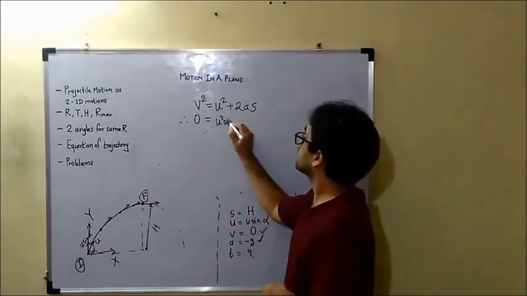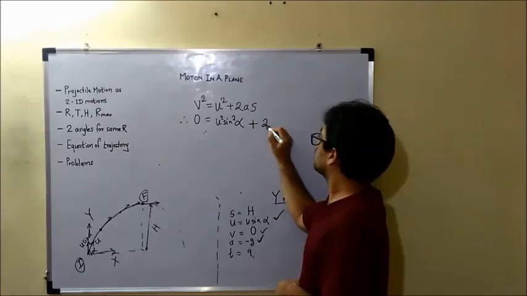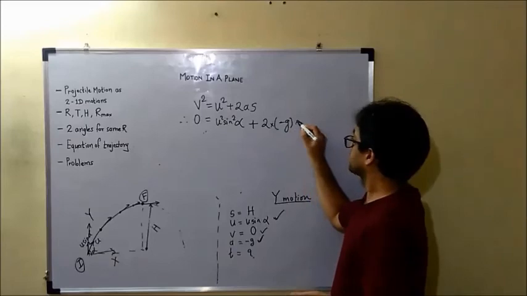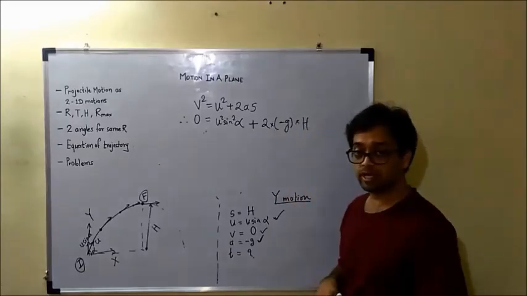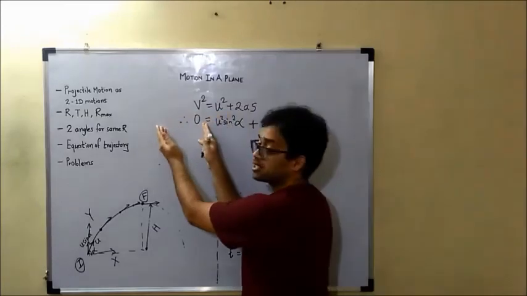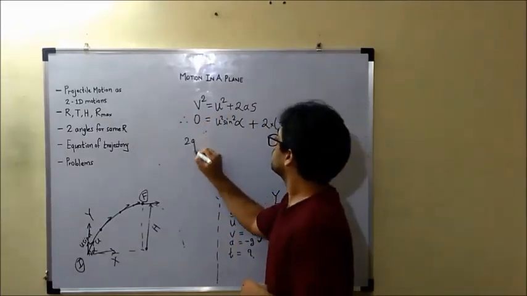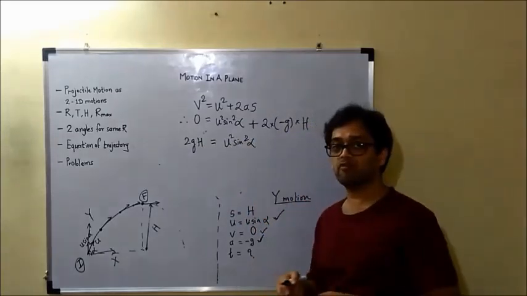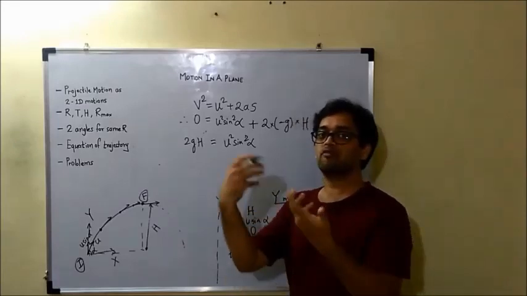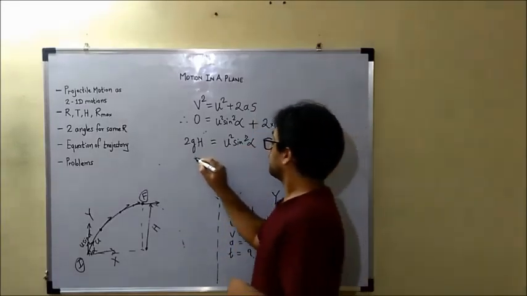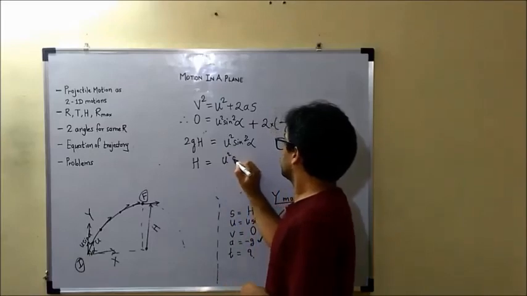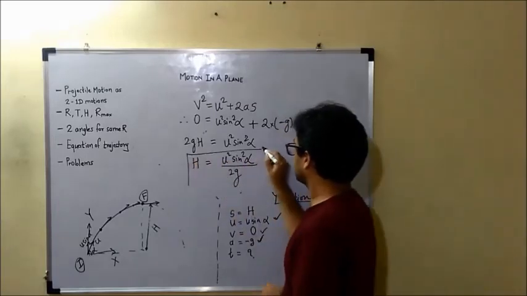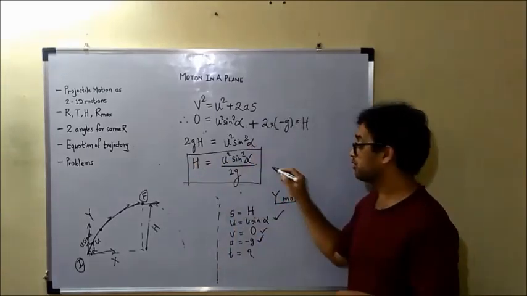It is u sine alpha, so 0 is equal to u square sine square alpha plus 2 into what is my acceleration in vertical direction? It is minus g into s. So that is h, which is an unknown that we need to find out. Let me bring this negative part on this side, it will become positive. So I get 2gh is equal to u square sine square alpha. See, sine square alpha is sine alpha into sine alpha. Now h becomes u square sine square alpha divided by 2g. Let us make a box. This is the third important equation that you need.